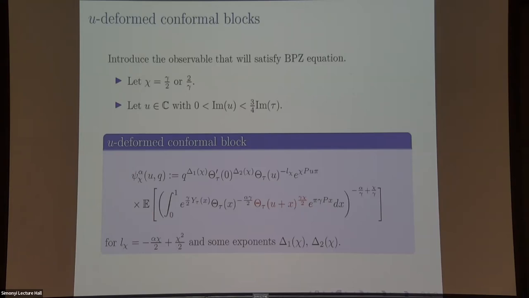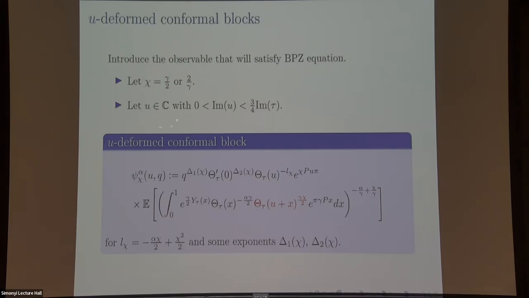I'll tell you a comment about that. So I showed you this probabilistic definition of the conformal block, but now we're going to make some deformation inside it. What we do is a very simple deformation. We won't change the randomness at all. We just change the test function with respect to which the exponential of the free field is being integrated. So we'll introduce an extra theta function with a new variable u, and put a power onto it. This power would carry this chi variable, which would take either of these two values, gamma over two or two over gamma.